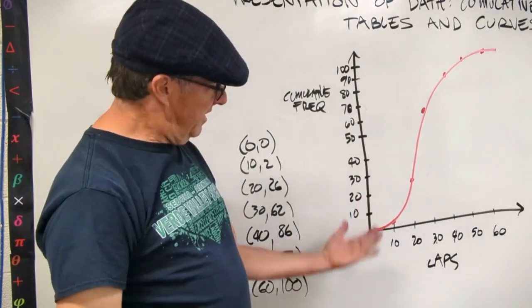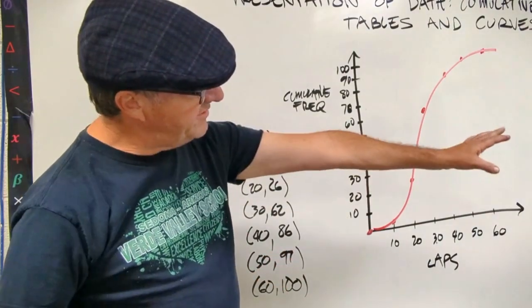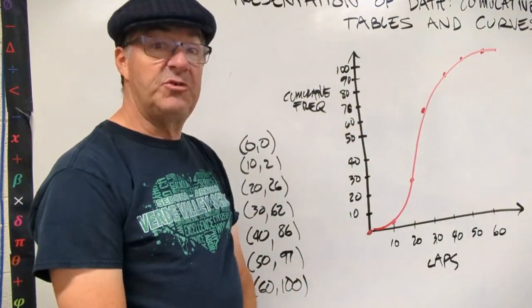So here we go. There is my cumulative frequency graph based on these data, based on that table, which is based on the actual data.